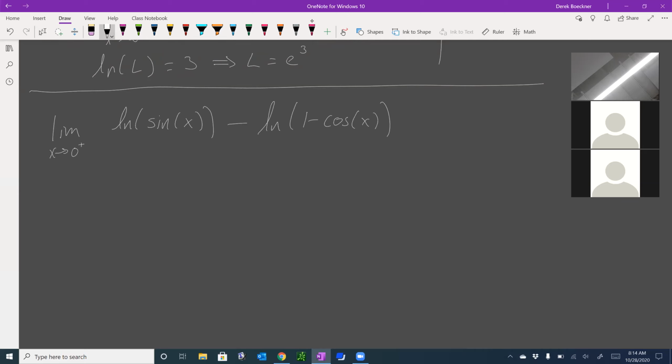So we're taking the natural log of the sine of x minus the natural log of 1 minus the cosine of x. I could do natural log stuff here. And so I think what I'm going to do is the algebra. So this is the limit as x goes to 0 plus of the natural log of the sine of x over 1 minus the cosine.